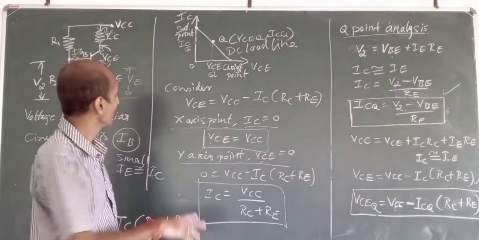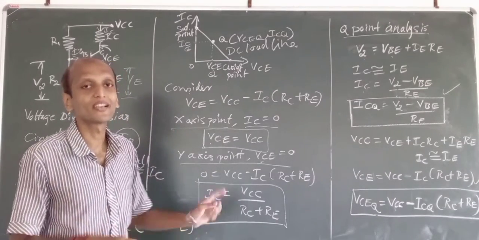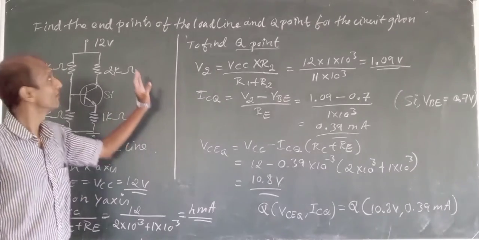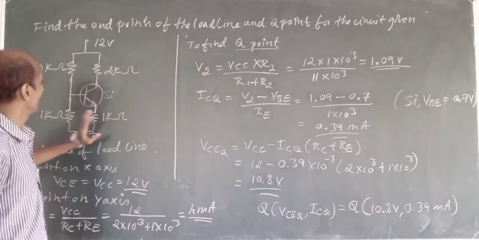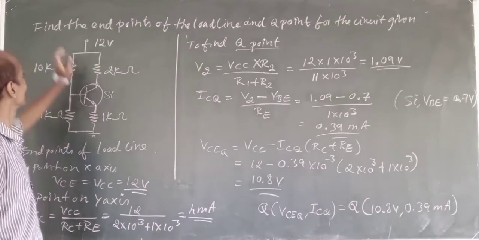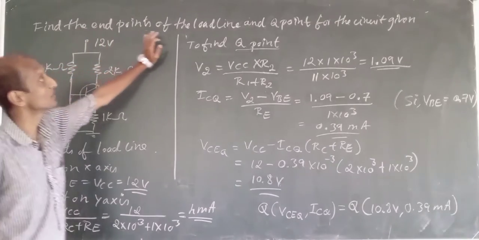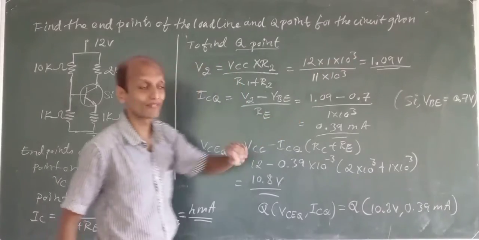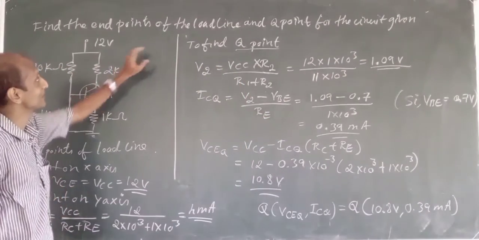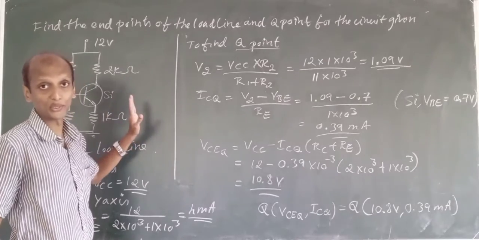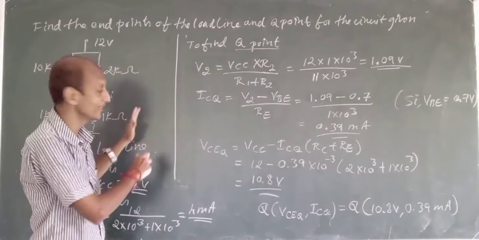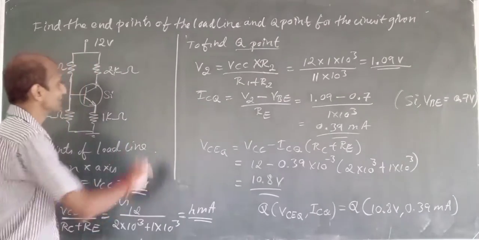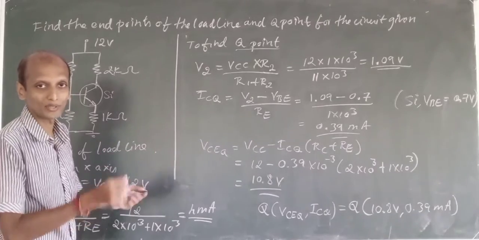Next we will solve a problem, and by that we will understand how to go about things. Now we have a problem on the voltage divider bias: to find the end points of the load line and the Q point for the circuit given. Sometimes they will ask you to draw the DC load line too. We have to draw the DC load line by plotting the graph of VCE versus IC. It's not a measuring thing.